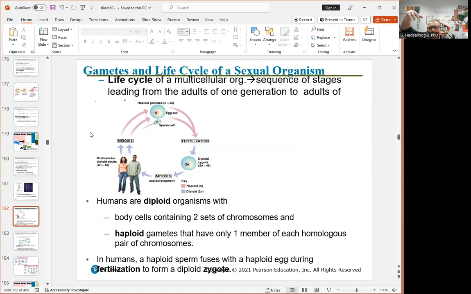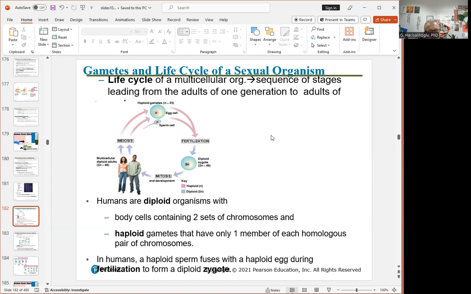Then they unite through fertilization and become diploid again. Now they move to the sporophyte stage again. This is called alternation of generations. It alternates between gametophyte to sporophyte, and sporophyte to gametophyte. Two processes help here: one is meiosis, which is this cell division, and the other process is fertilization.